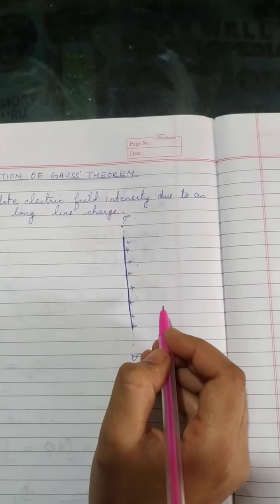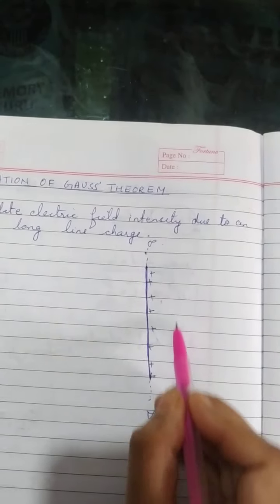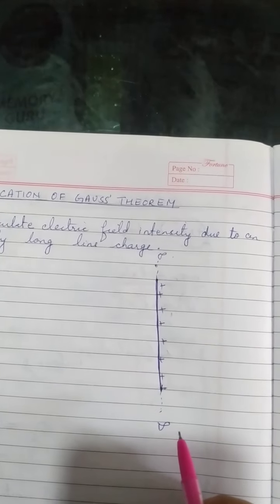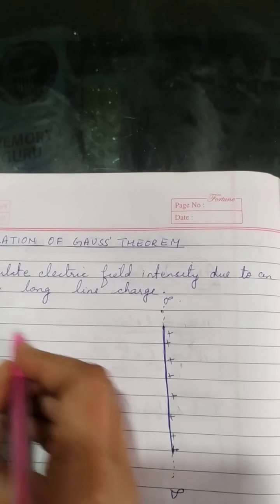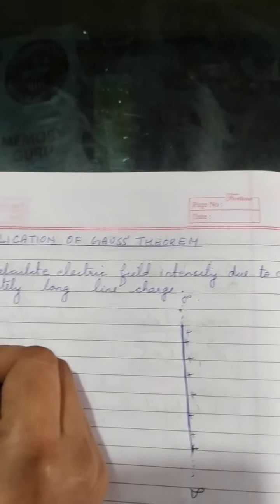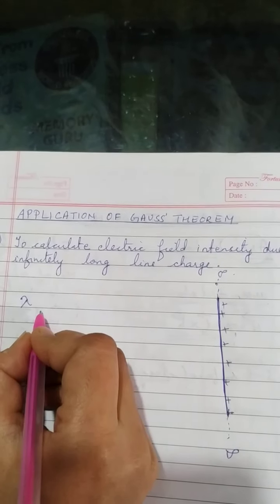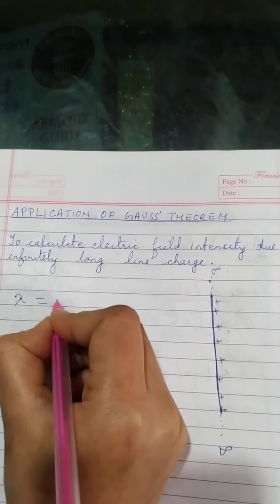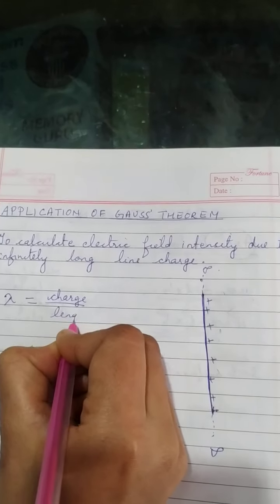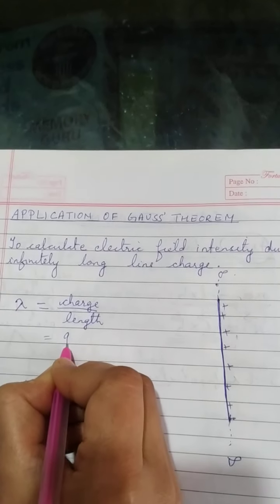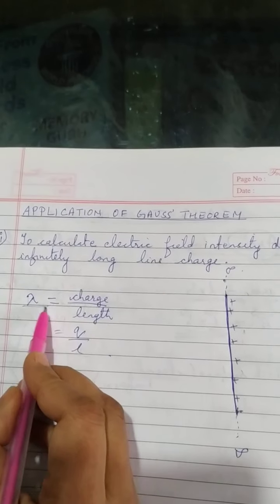Now, can we tell how much charge is contained on this line? No, because it is an infinitely long charge. We cannot tell the total amount of charge, but we can talk about something called linear charge density, which is denoted by the letter lambda, which is nothing but charge per unit length. So we can talk about Q by L here. If not the total charge, we can talk about the linear charge density.